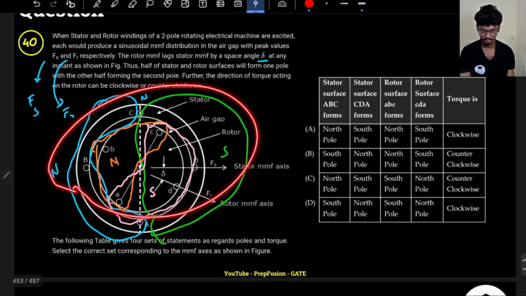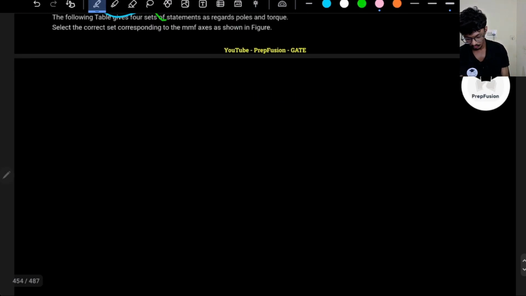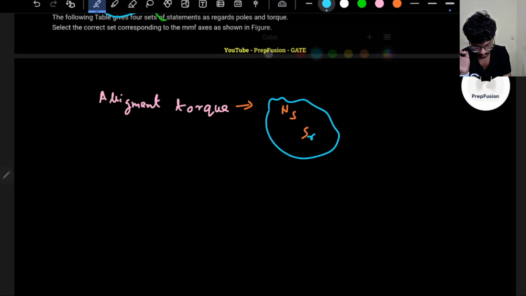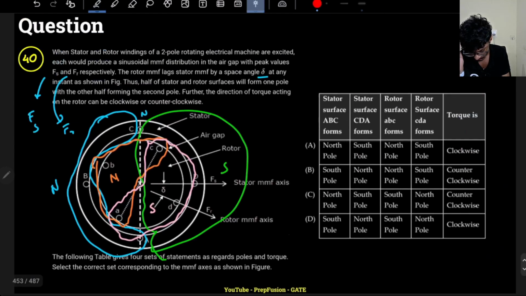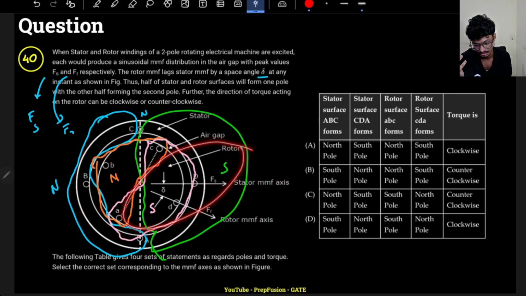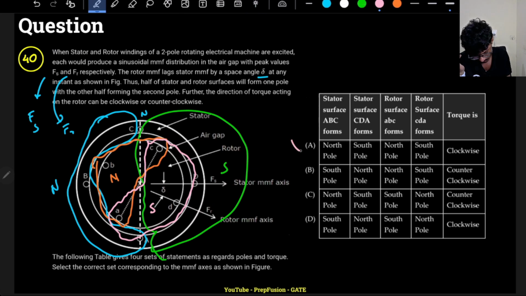So will this work actually? This will not work, right? Because in a synchronous machine, there is a concept of alignment torque. What is alignment torque? Alignment torque is when the north pole of the stator and the south pole of the rotor are aligned, and the south pole of the stator and the north pole of the rotor are together. This has already been discussed previously. Here, are they forming together? No. Here the north pole of the stator and the north pole of the rotor are there, and here the south pole of the stator and the south pole of the rotor are there. So this is wrong, right?